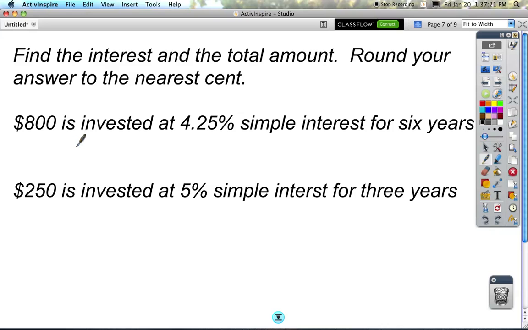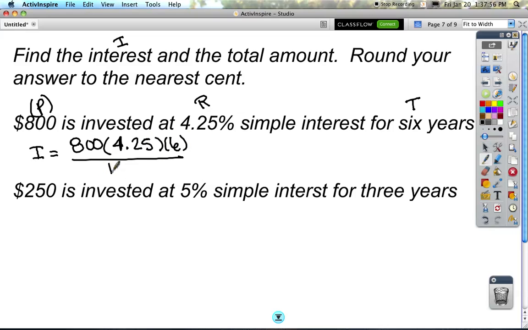Now, what we want to do is label these. So what is the 800? Is it the I, the P, the R, the T? It's the P, because obviously we're finding the what? Interest, or the I. What is the 4.25? Rate. Okay. And what is 6 years? Time. So you've got I equals 800 times 4.25 times 6 all over 100.